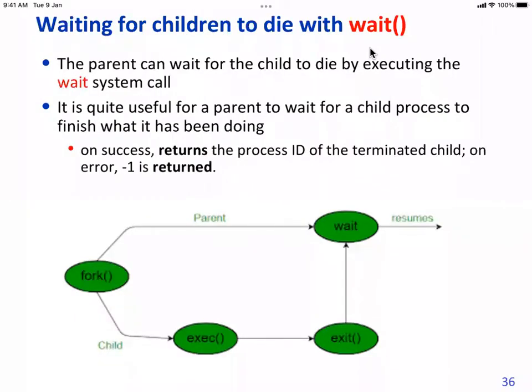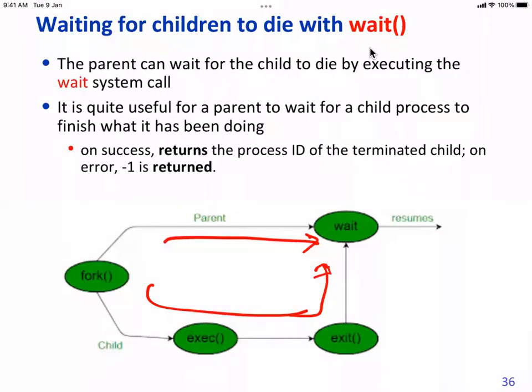Then we have seen that a parent can wait for the child to die, or the child to complete, and we have seen this flow. The parent waits until the child completes and exits, and then once the child completes, the parent can exit. Using this abstraction or method, we can create different kinds of programs.